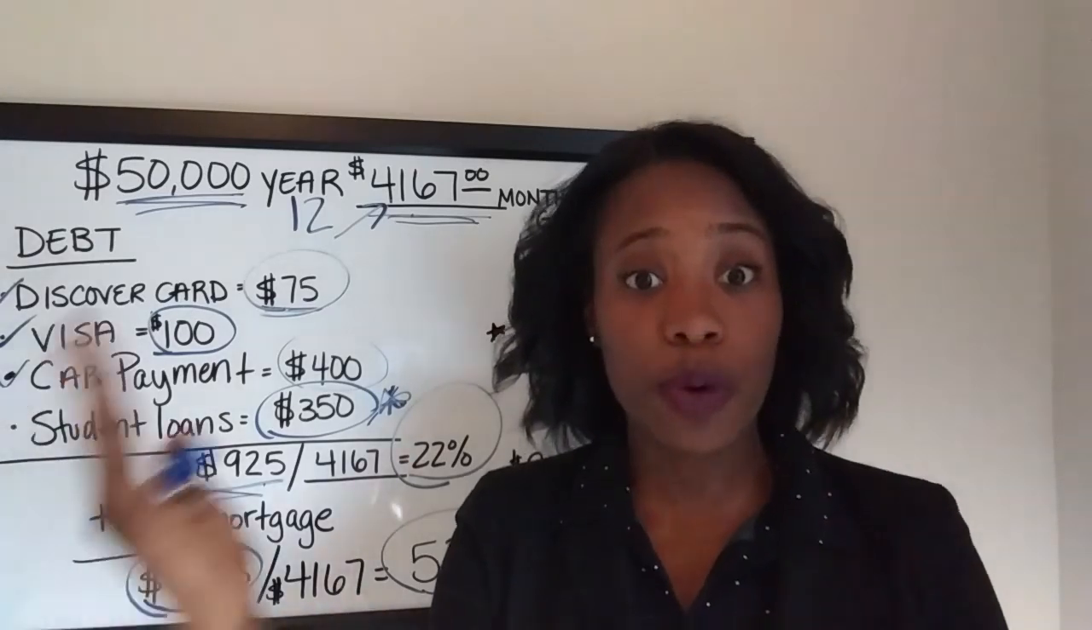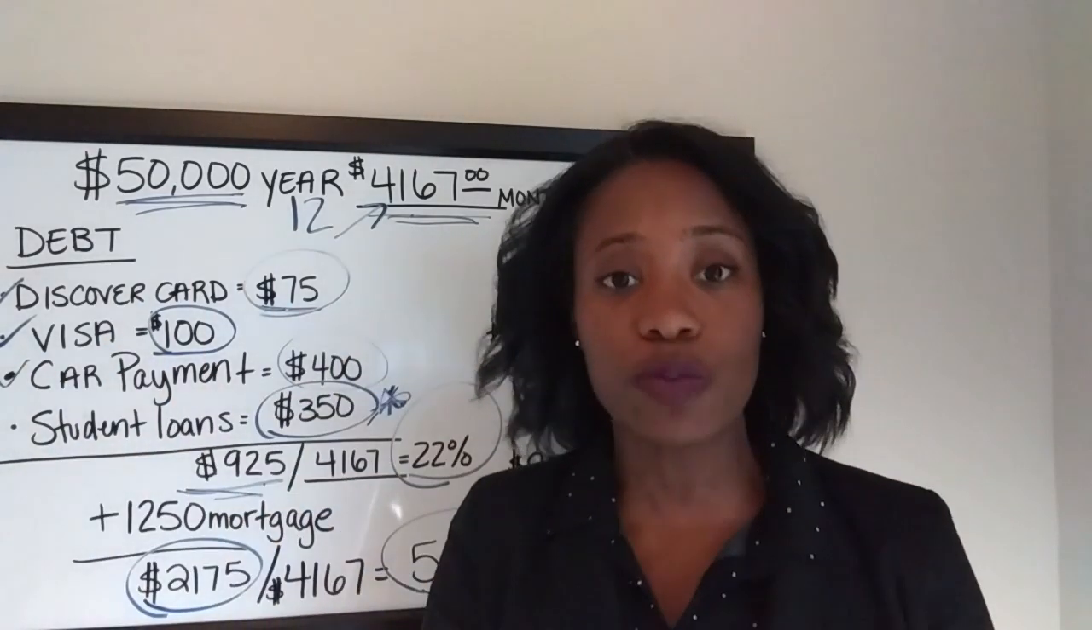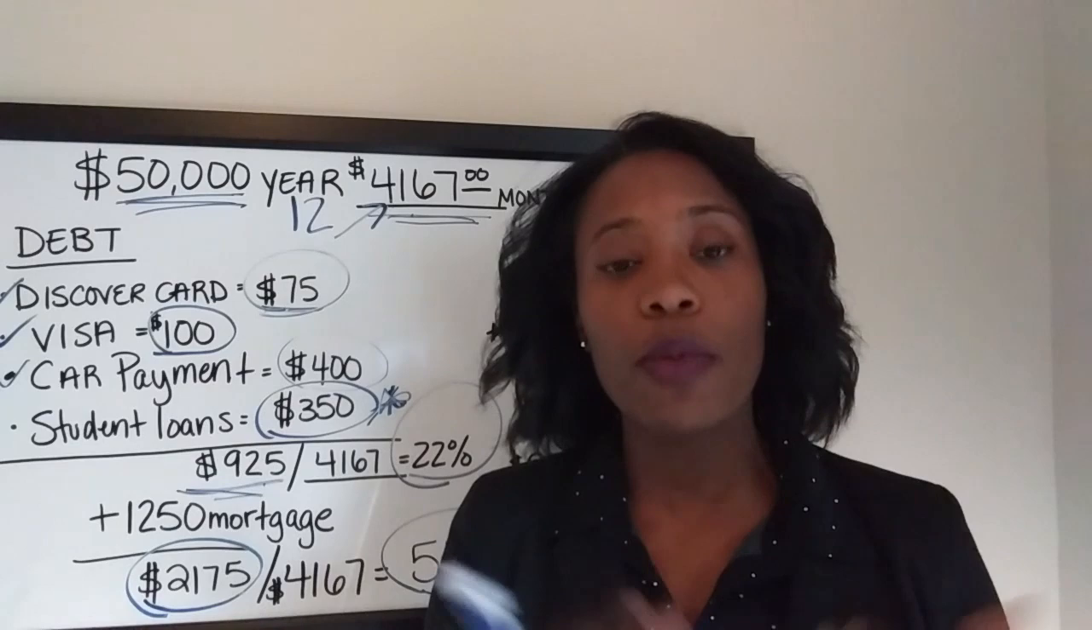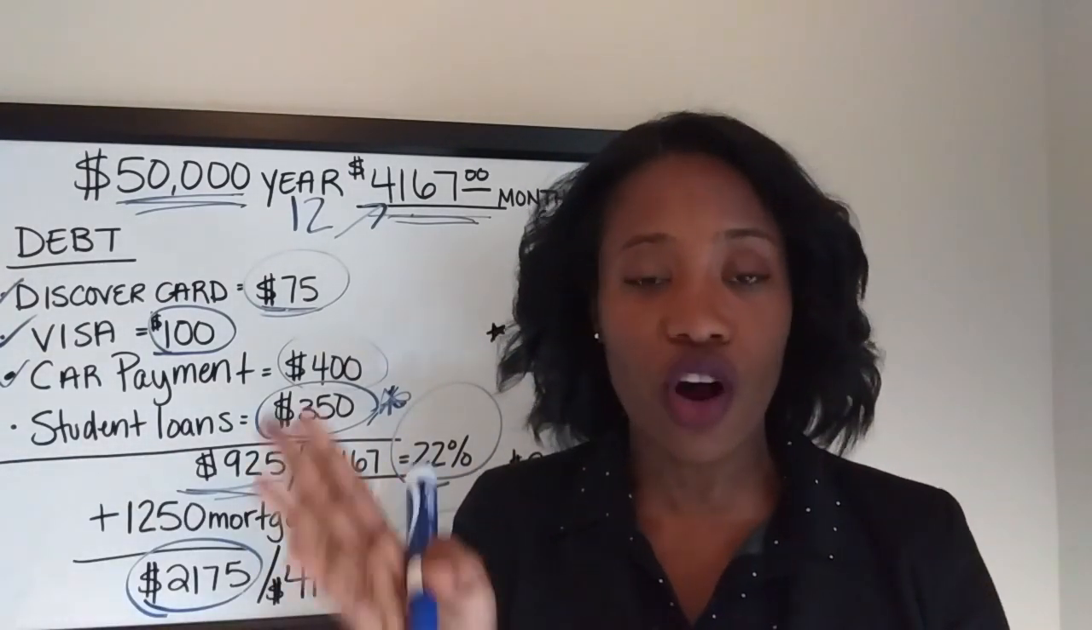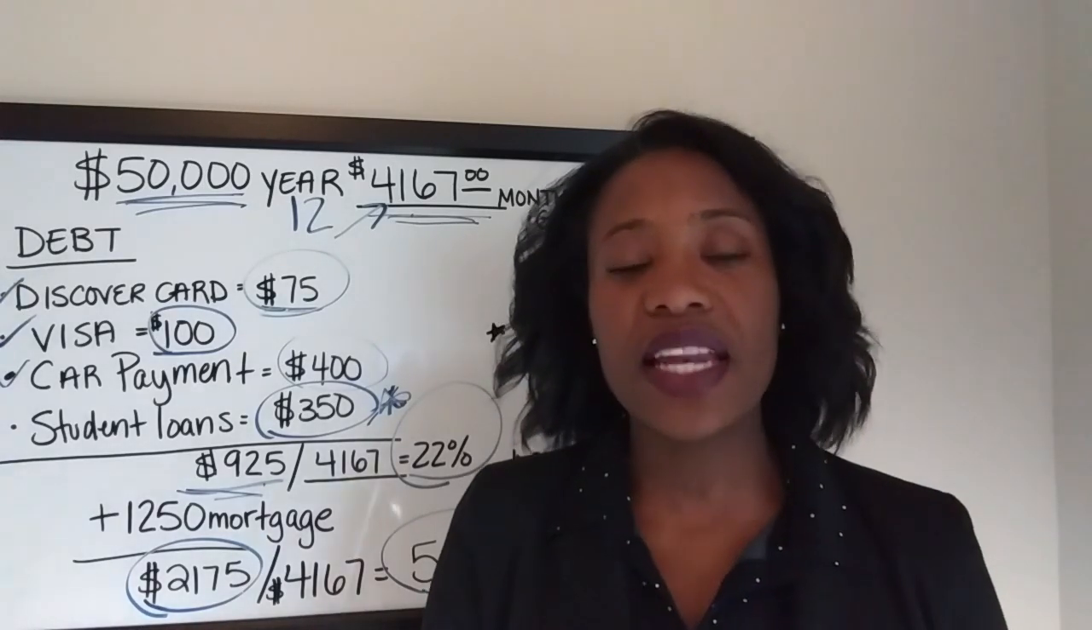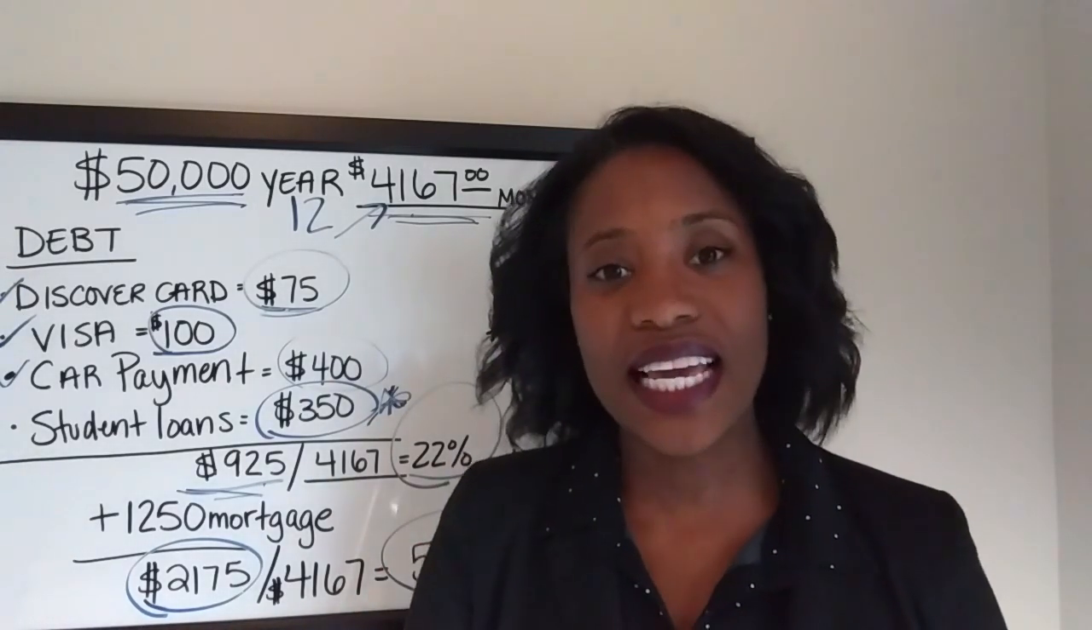If you're married, you put both of your debt, both of your gross monthly incomes together. Anybody that's on the loan, you want to put that information together, all the debt, all the income, and then come up with a combined debt to income ratio.